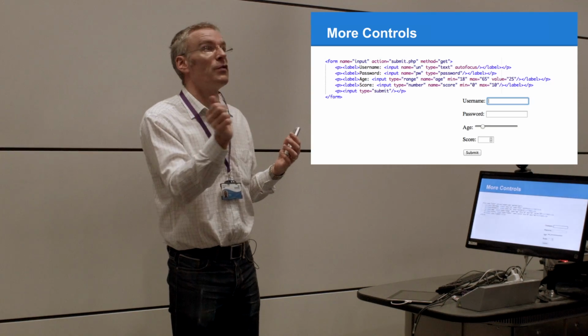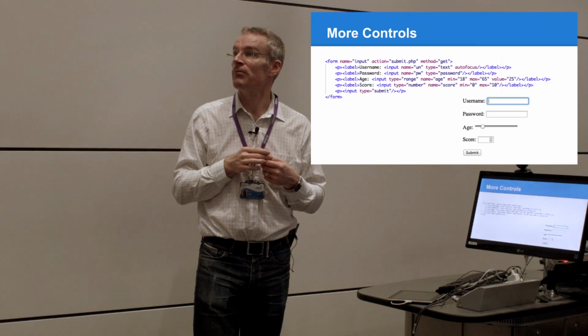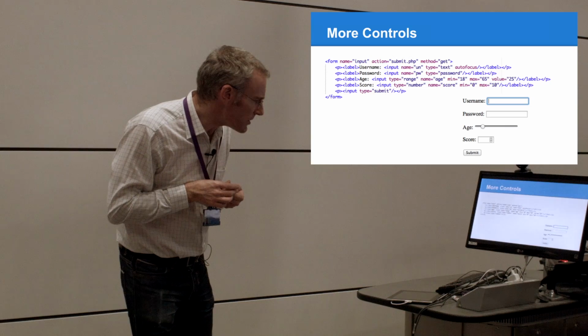That slider is quite useful. If you want a numerical value, slider's perfect, isn't it? No typing. But obviously it'd be nice to know what the slider's set to, which I haven't put on there.